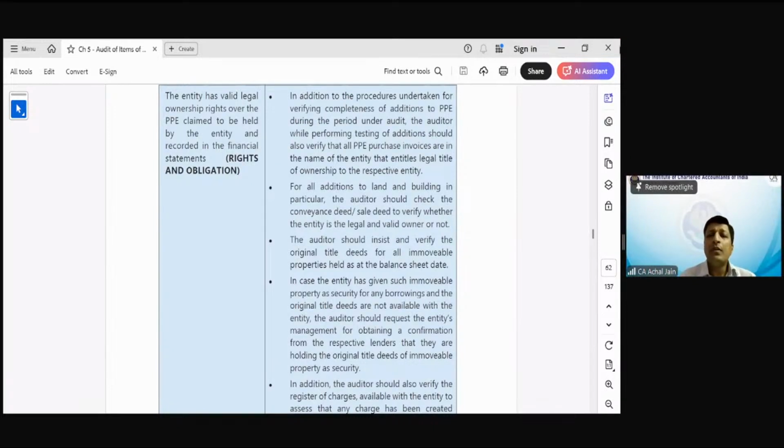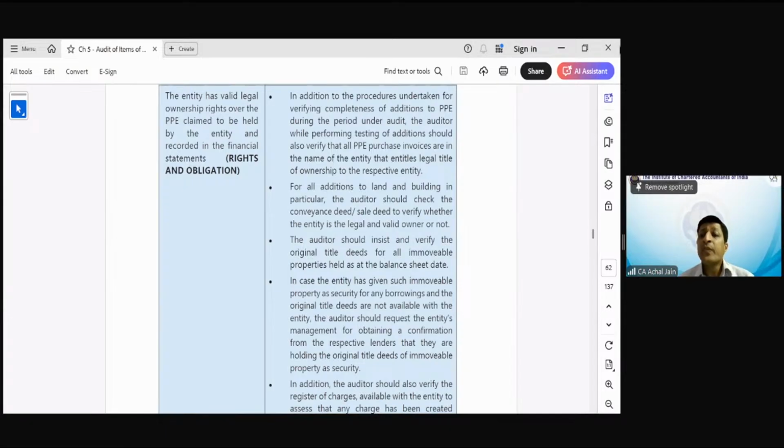What do you do? You'll have to look at the supporting documents, right? So if the company is holding PPE, how will that be supported? Through the invoices, through the agreements, particularly in respect of property, for example, land or building, title deeds, whether the title is clear or not. So all of these things therefore become important on the part of the company.